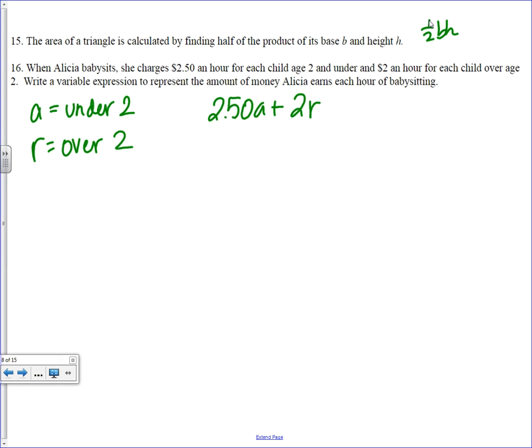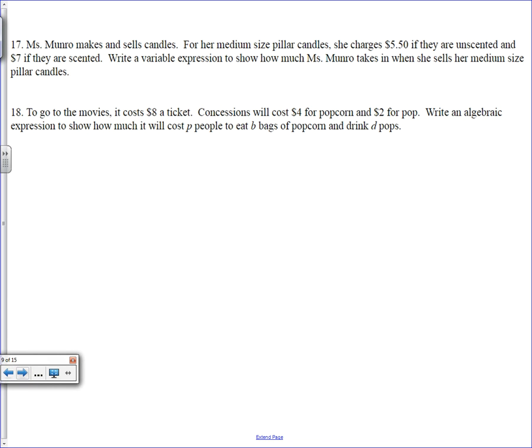Ms. Monroe makes and sells candles. For her medium-sized pillar candles, she charges $5.50 for unscented and $7 for scented. Did they tell you variables to use? No. So what do you want to use? U and S? U for unscented, S for scented. You must define your variables if they are not given to you.